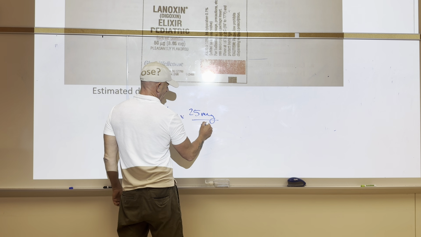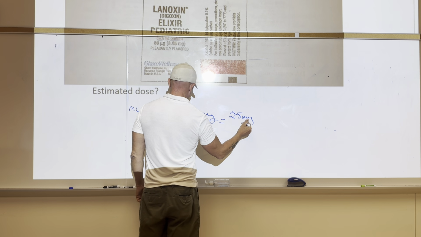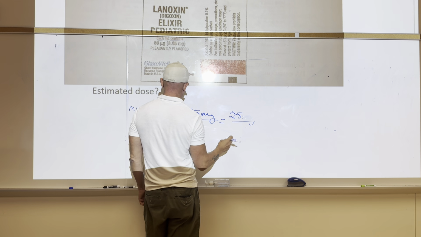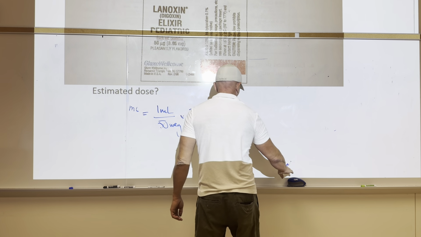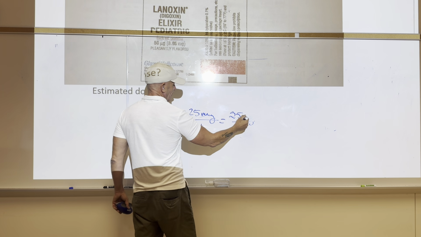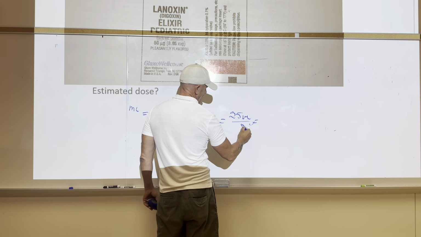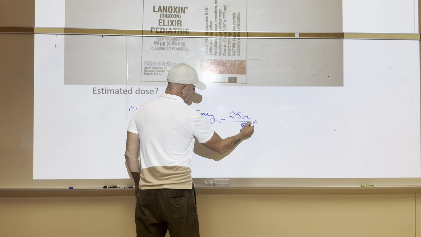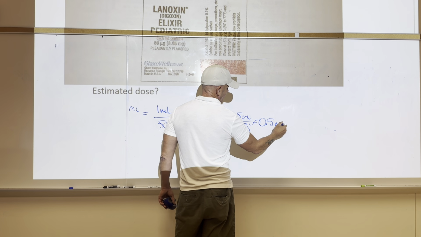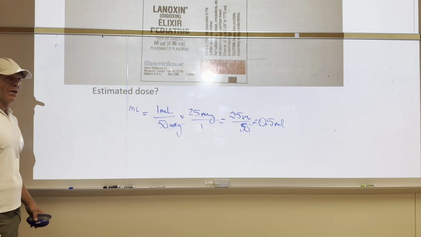So, you get 25 micrograms, 25 mLs, because micrograms cancels out, so 25 mLs over X. And what do you get? Oh, this is 50, right? So 25 over 50. That gives you 0.5 mLs. It's a half an ml.